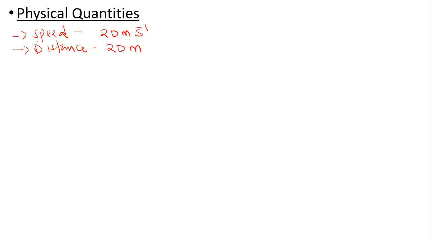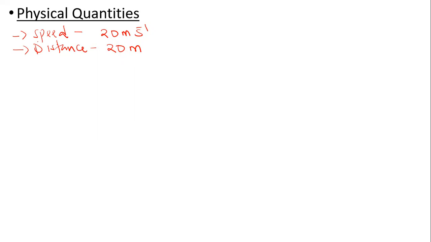Look, both have the same numerical magnitude, but what differentiates the two is that for speed, we have 20 meters per second. However, for distance, we have 20 meters. So the numerical magnitude here is the same, but the unit is different. So the unit differentiates what distance is, and it also differentiates distance from speed.